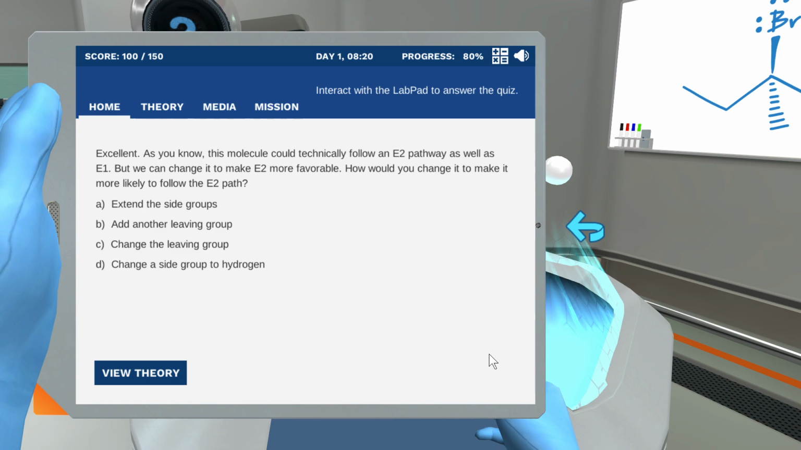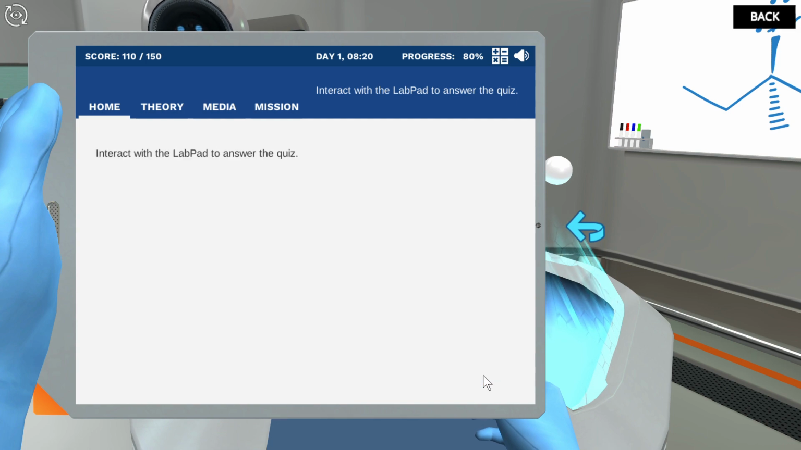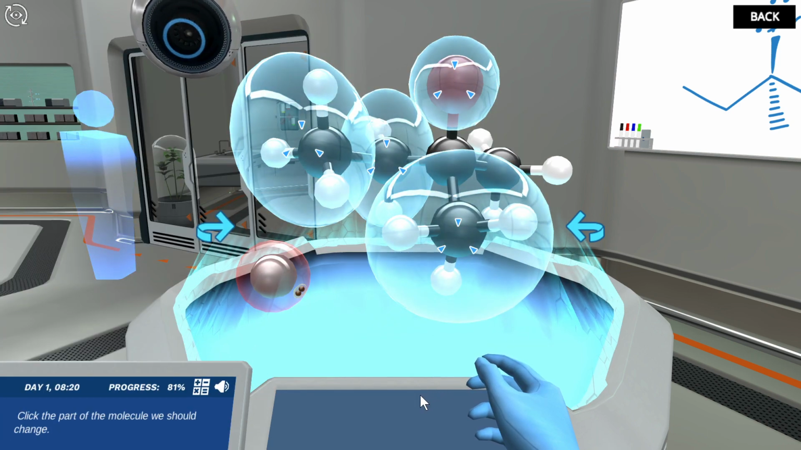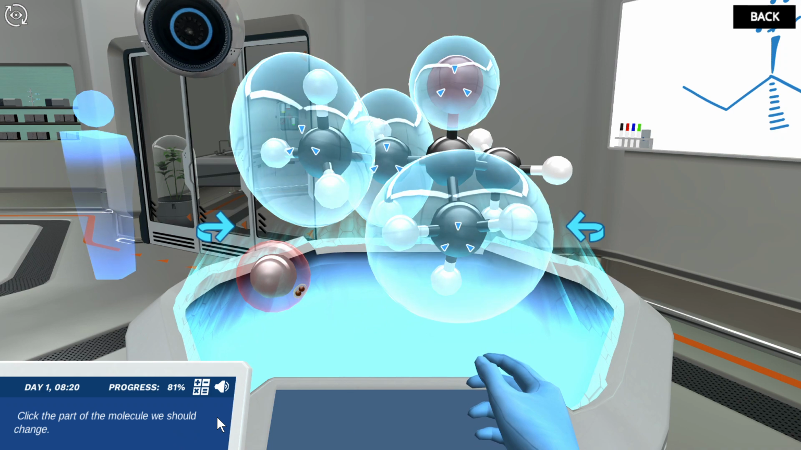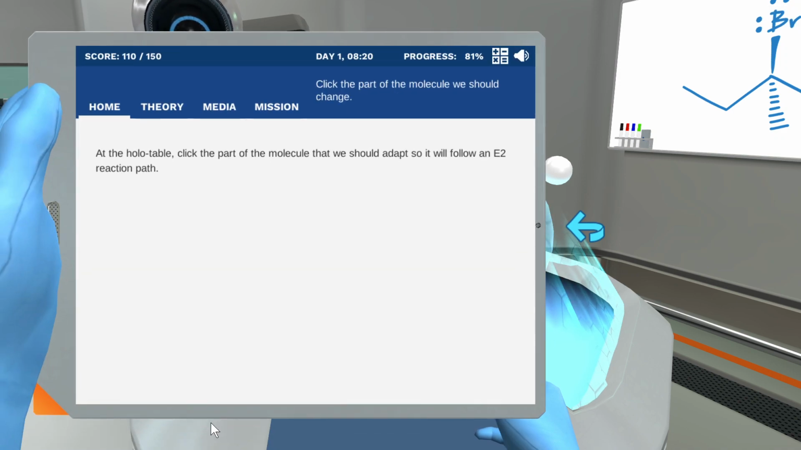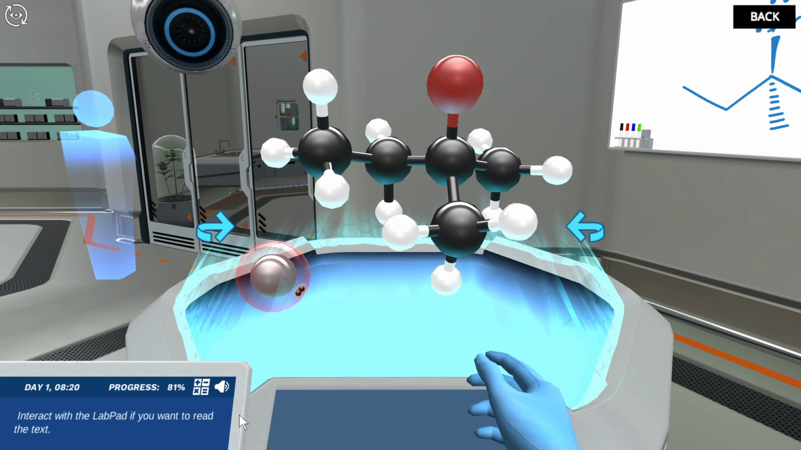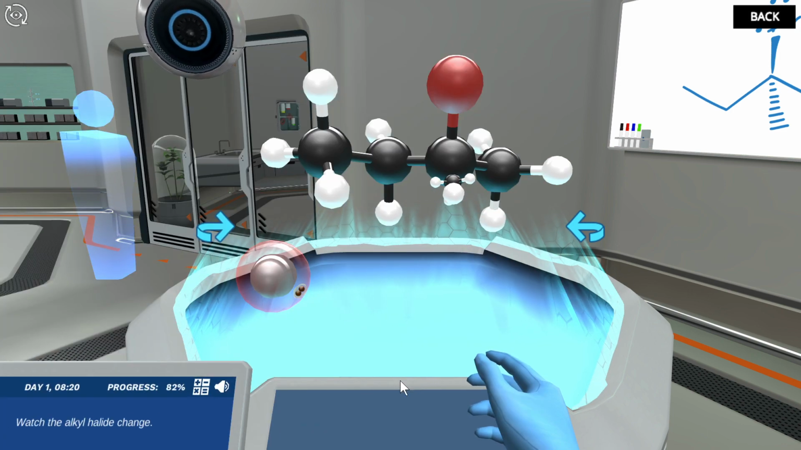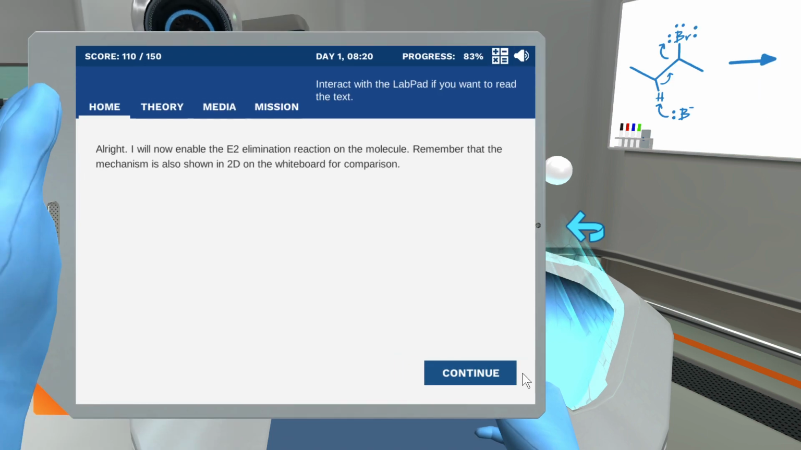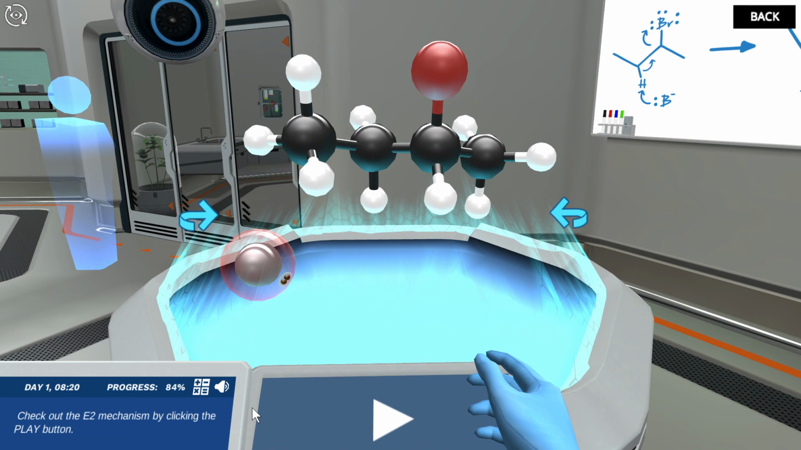How would you change it to make it more likely to follow the E2 path? Right on. Click on the part of the molecule we should change. Right on. We could also have changed one of the other side groups. Alright, I will now enable the E2. Check out the E2 mechanism by clicking the play button.